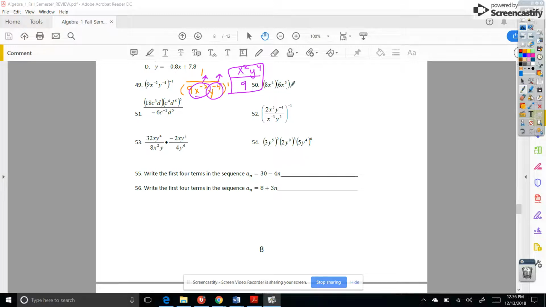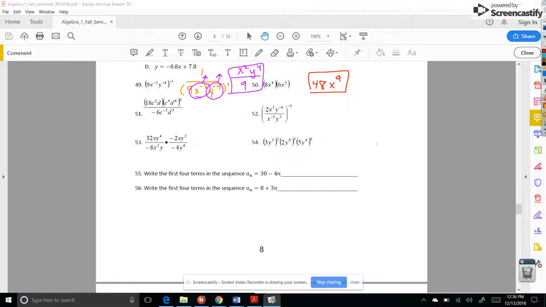Okay, 50, I'm multiplying. So 8 times 6 is 48. X to the fourth times x to the fifth is x to the ninth because I add those exponents together. In 51, I see a 0 power. That completely goes away because anything to the 0 power is 1.